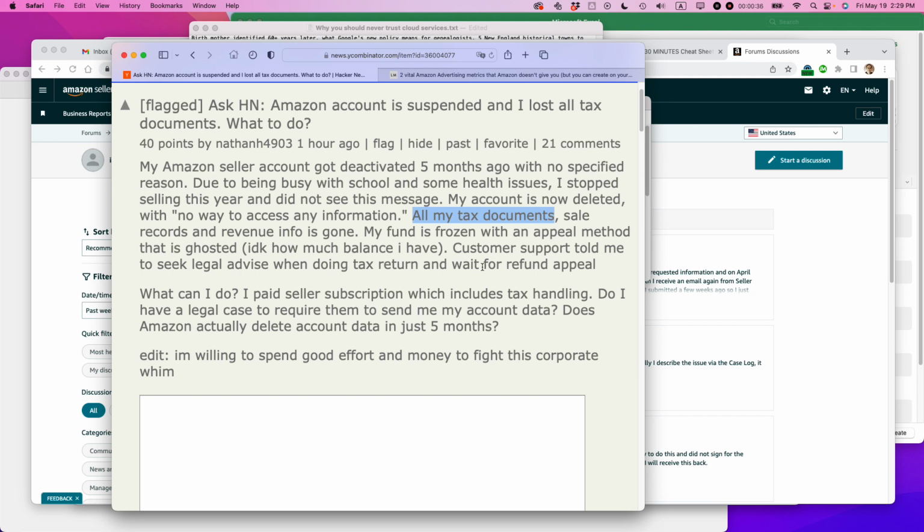So I have a couple observations about this particular post, and then I have a couple specific pieces of advice about what this person can and should do. So the first thing to keep in mind is my Amazon seller account got deactivated 5 months ago with no specified reason. I don't think that's possible. I think Amazon nowadays, they're very specific about shutting down accounts. They do give warning. They do tell you what the issue is. And usually there's some sort of thing that you can do to try to fight it.